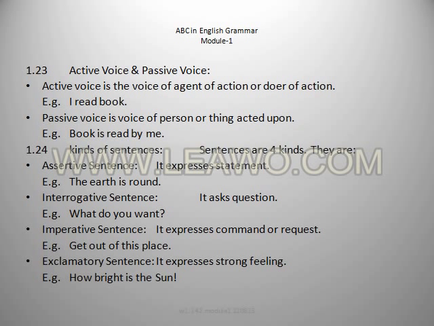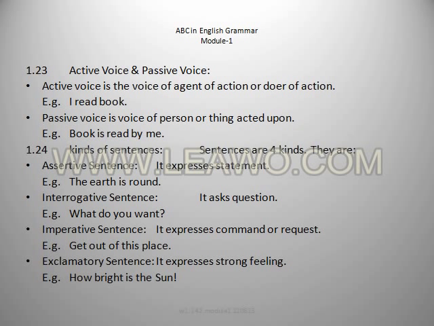Passive voice is the voice of the person or thing acted upon. Example is, the book is read by me. This is a statement in the voice of the thing acted upon. Therefore, this is in passive voice.